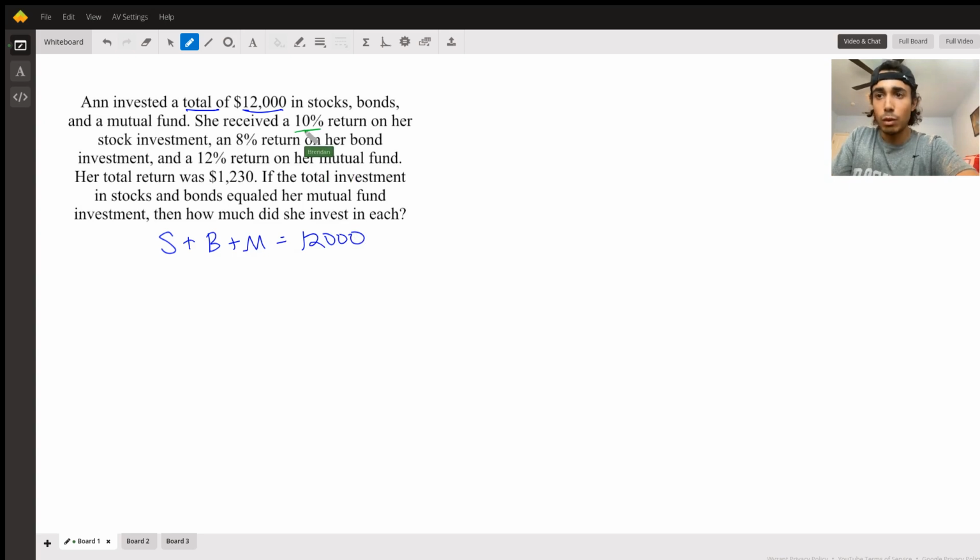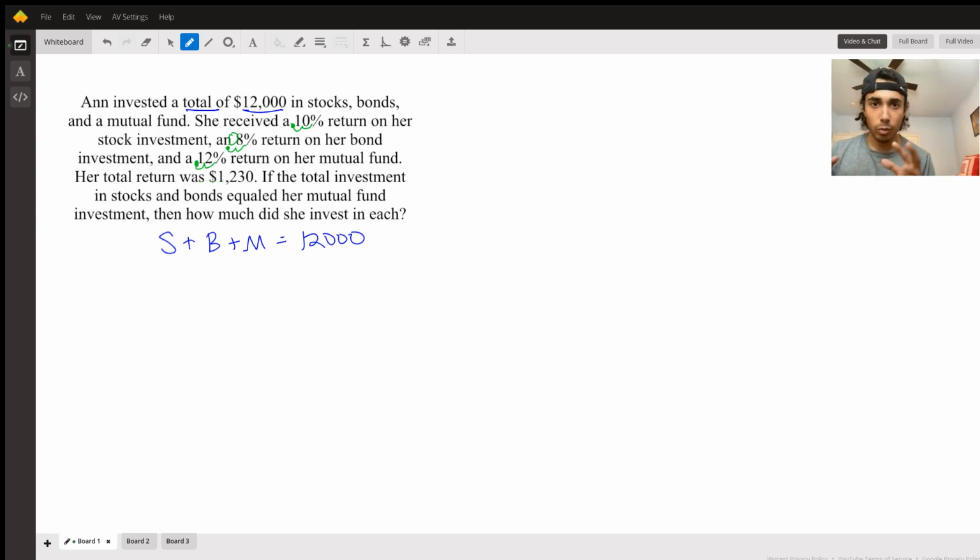All right? Remember, when you're converting these percents into decimals, right? When we're doing the actual math, we want to be using decimals. You're moving that decimal over 2 places. So that's going to be a 0.1. This is going to be a 0.08. And this is going to be a 0.12.